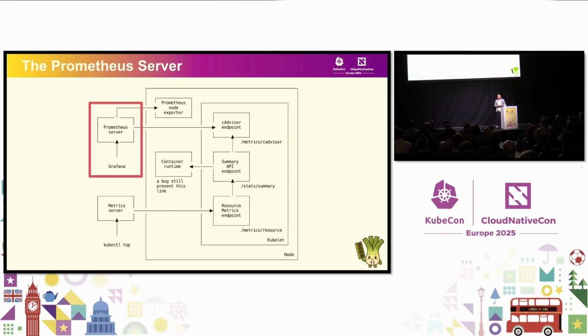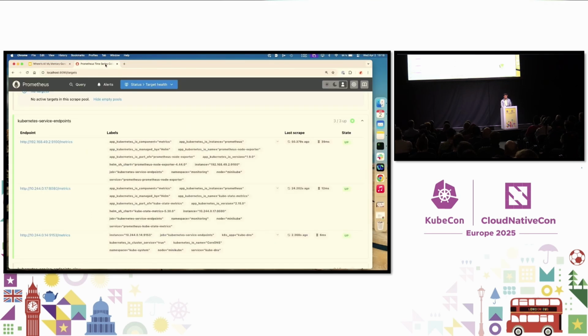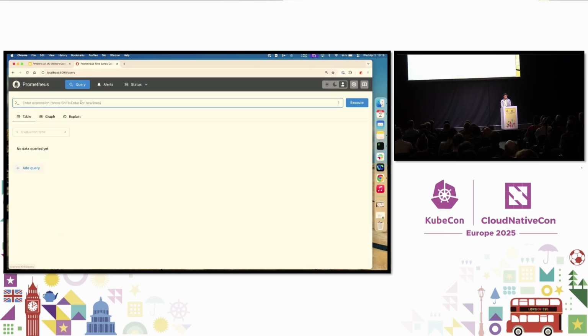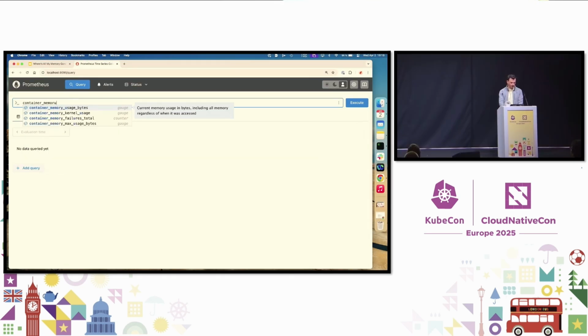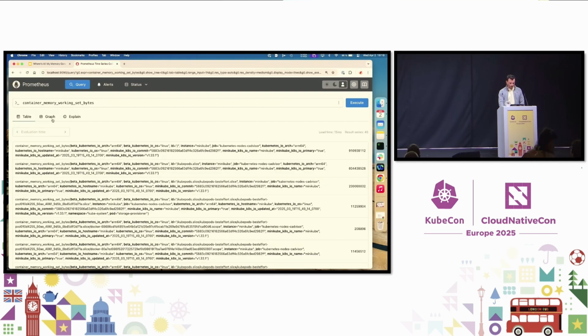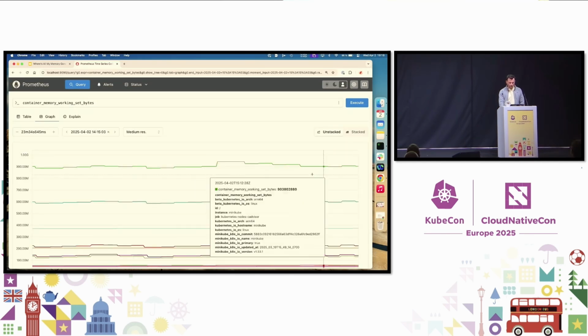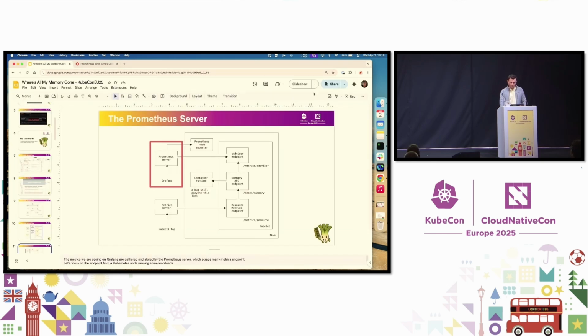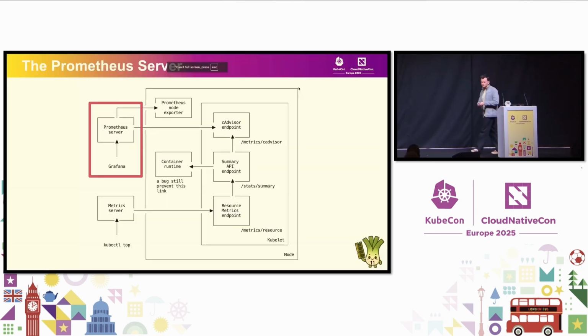In our case, we were looking at this Grafana dashboard for memory, so we are directly reading information from the Prometheus server. You can even see, when you are on your Prometheus instance, you can query container memory working set bytes directly from here. And you can graph it and then see these metrics, right? So this is coming from Prometheus, of course.